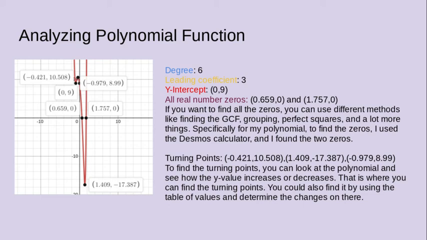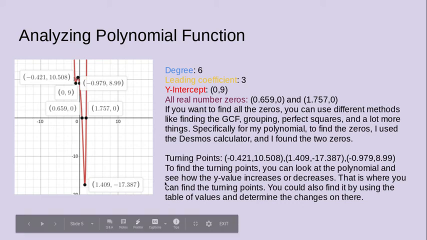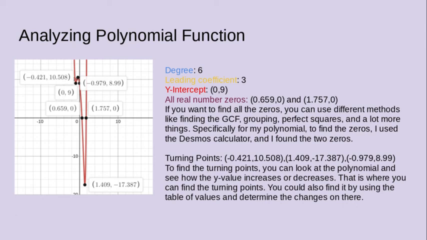Specifically for my polynomial, to find the zeros, I used a Desmos calculator, and I found the two zeros right here. Turning points. So my turning points were (-0.421, 10.508), (1.409, -17.387), and (-0.979, 8.99). To find the turning points, you can look at the polynomial and see how the y value increases or decreases. That is where you can find the turning points. You can also find it by using the table of values and determine the changes on there.